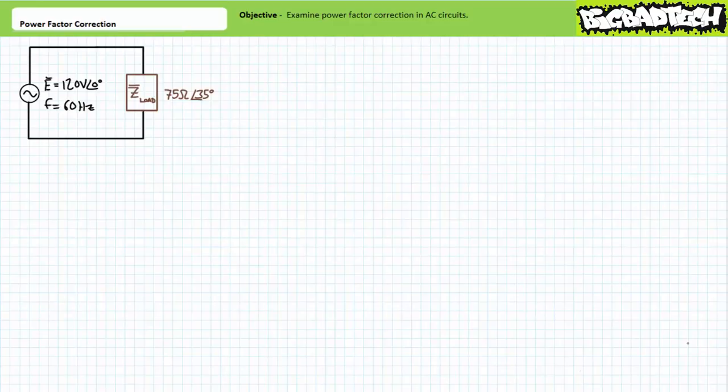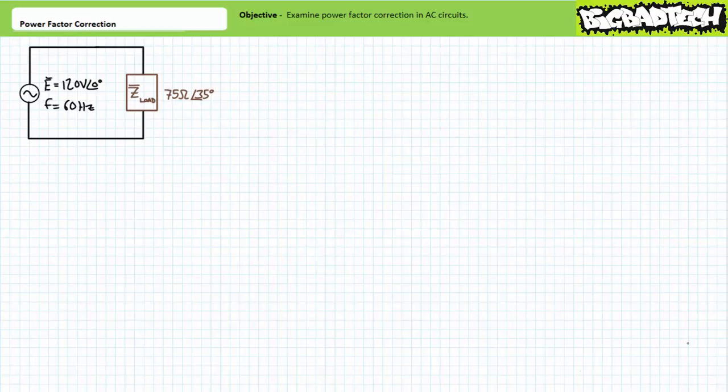I'm your instructor, Jim Pytel, and today's topic of discussion is power factor correction. Our objective is to examine the means of power factor correcting an electrical system. We'll examine electrical properties like source current, apparent, real, and reactive power for power factor corrected systems.